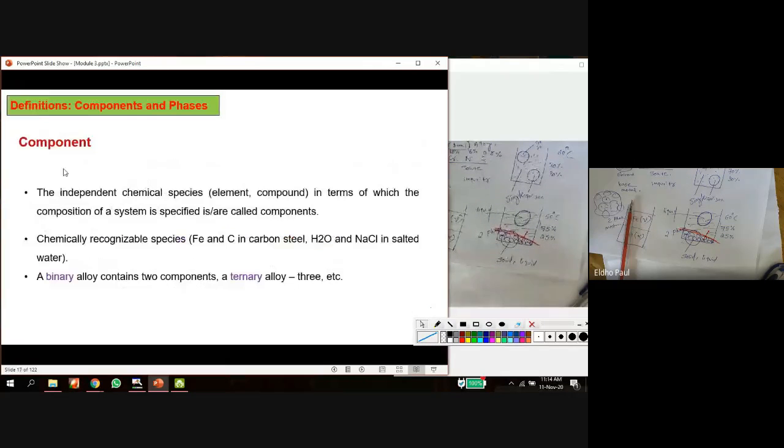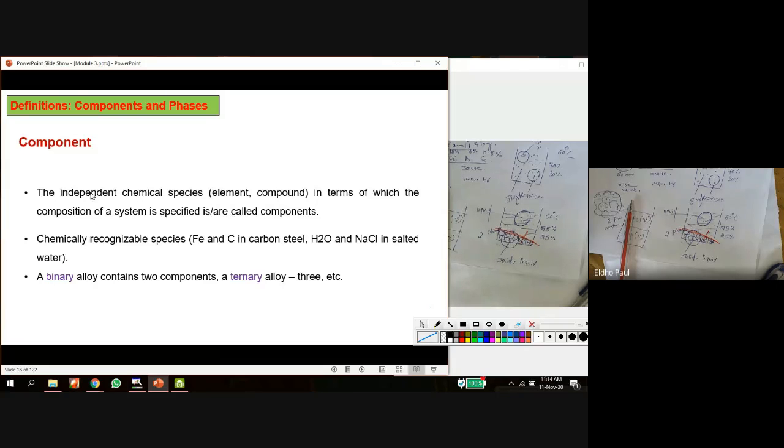Second definition is this one, component. The independent chemical species, it may be an element or compound, in terms of which the composition of the system is specified, is called components.